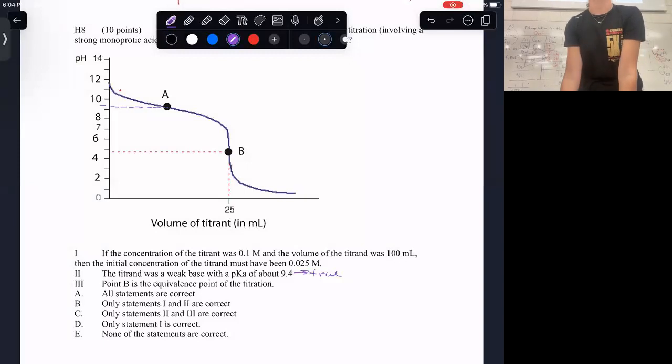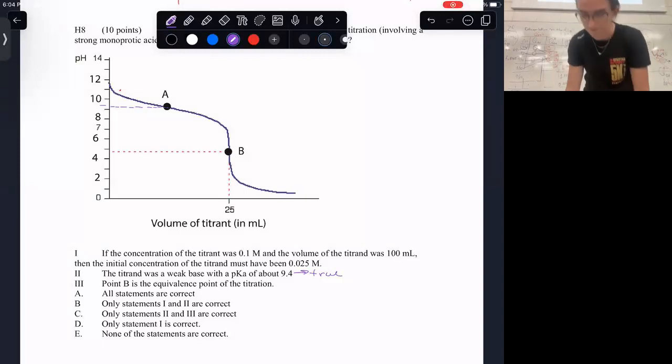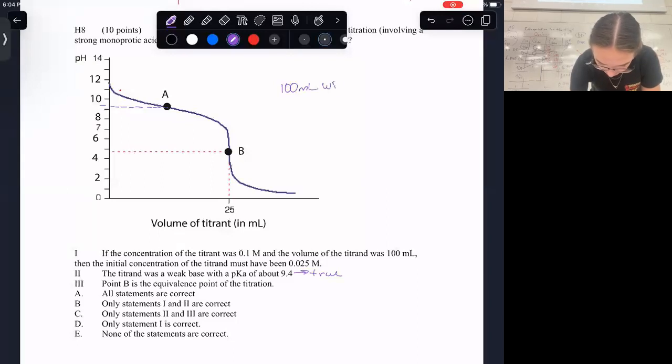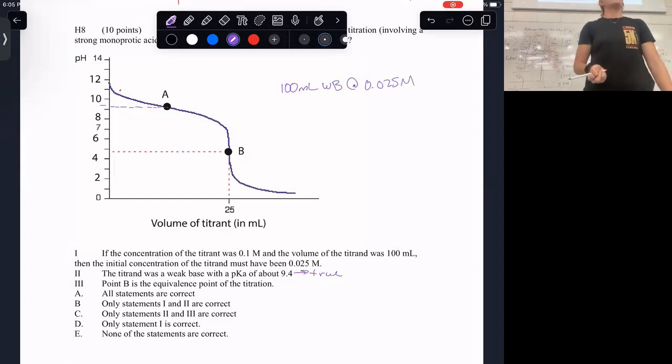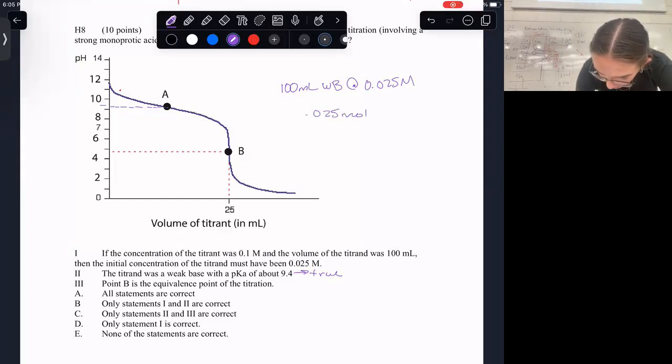If we are assuming that A is true, if we were to solve for the volume needed to reach the equivalence point, we know that we have 100 mils of weak base at 0.025 molar. To find how many moles we have, we would say that we have 0.025 moles per liter times 0.1 liter. So you end up with 0.0025 moles of weak base.